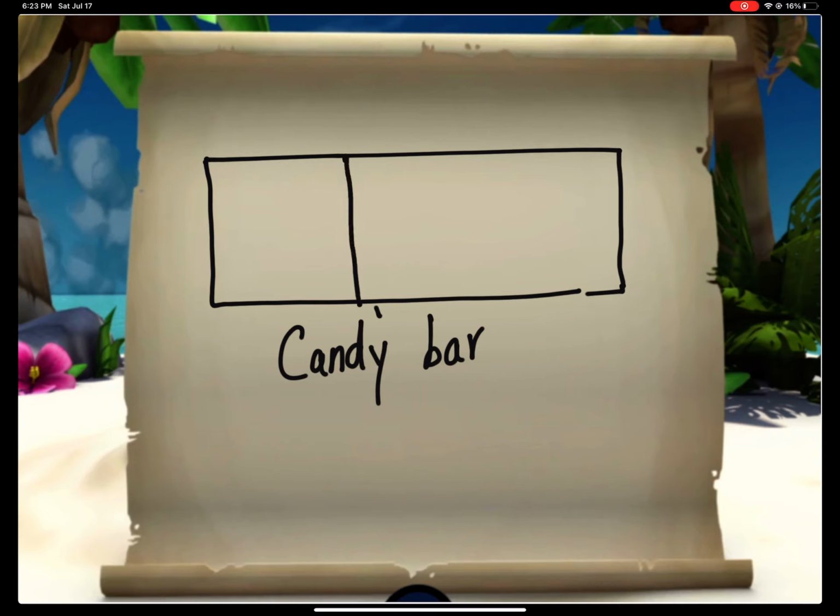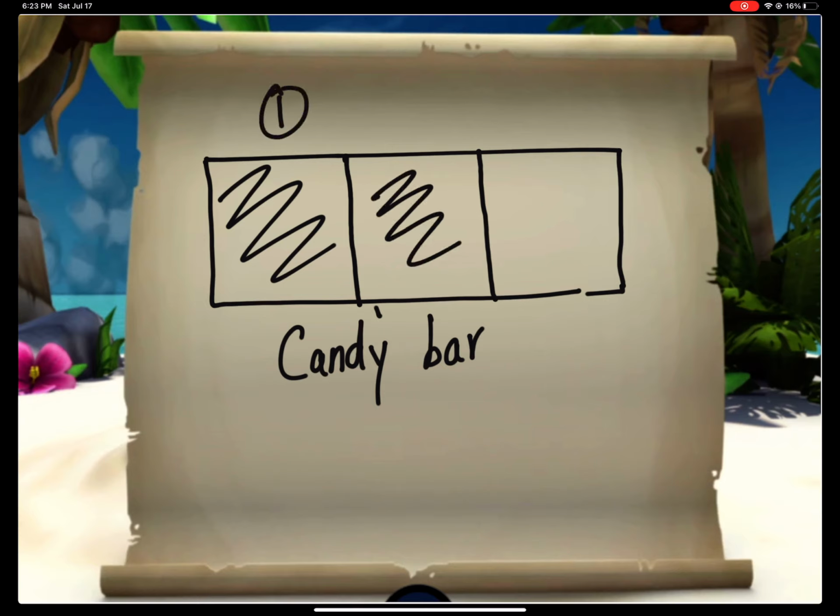So you can partition like so. This candy bar, which is here, you can give it to one friend. And this candy bar, you can give it to the second friend. And this candy bar, you can give it to the third friend. So each of your friends will receive the candy in equal proportion.